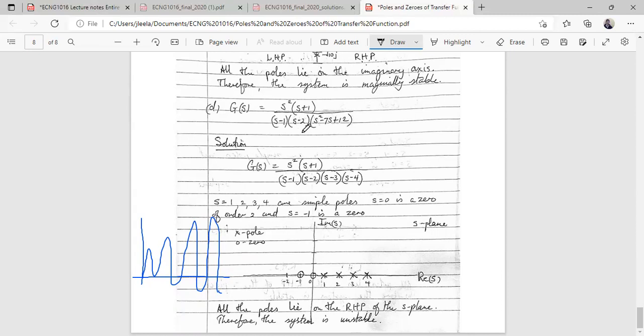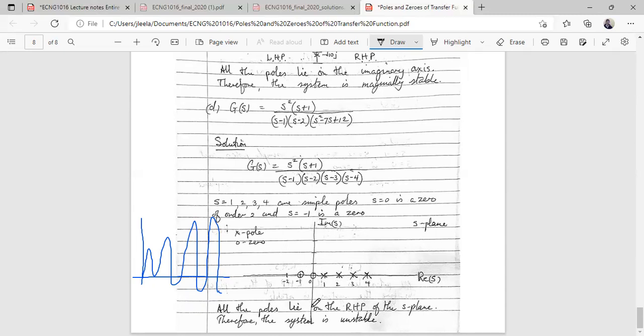Right? So what I did here, factorize the denominator into S minus 1, S minus 2, S minus 3, S minus 4. So therefore, S equal 1, 2, 3, and 4 are simple poles. S equals 0 is a 0 of order 2, and S equal minus 1 is also a 0. Right? So watch where your poles are, lying on the right-hand side of the S plane. You have a pole here at 1, 2, 3, and 4. You have a 0 at the origin, and you have a 0 here at minus 1.